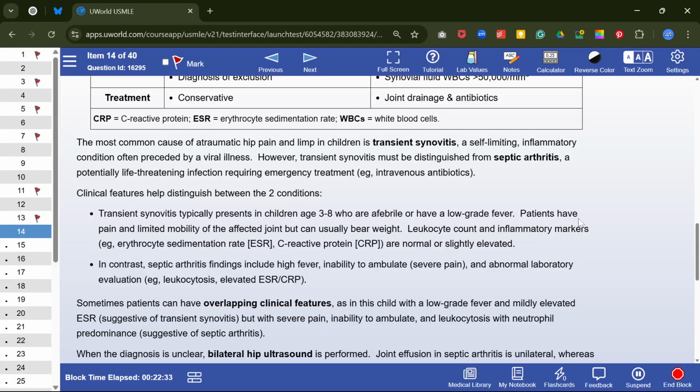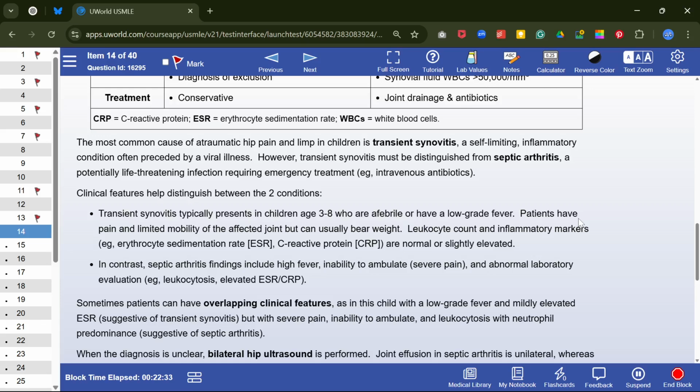Okay, these are the common causes of atraumatic hip pain and limp in children. Atraumatic hip pain or limp in children is transient synovitis, a self-limiting inflammatory disorder, often preceded by viral illness. Transient synovitis must be distinguished from septic arthritis, a potentially life-threatening infection requiring emergency treatment, IV antibiotics.